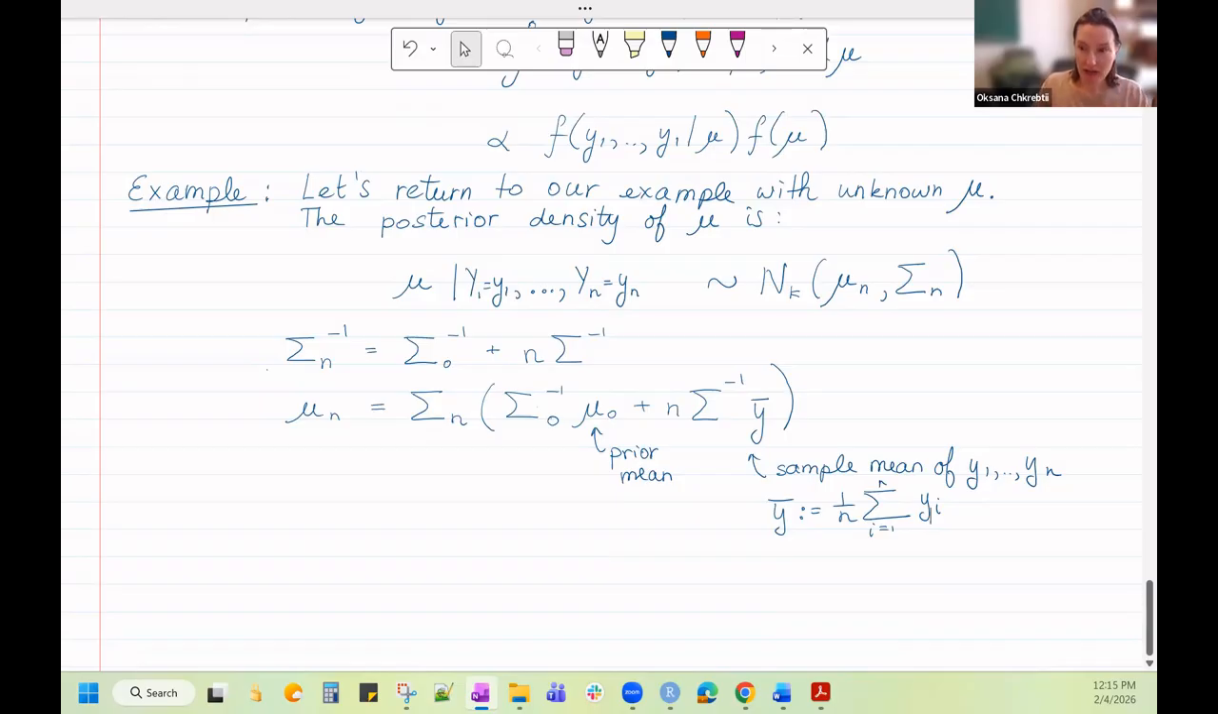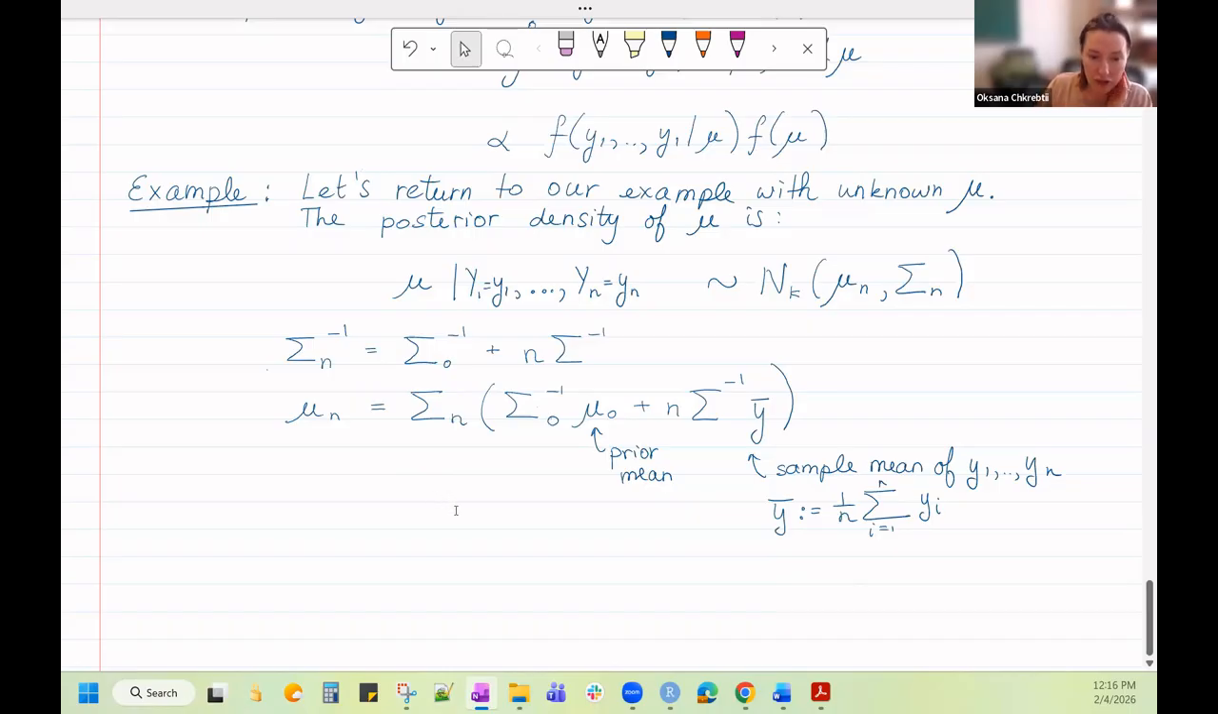Some notes that I'm just going to mention in words here. The strength of evidence is the first thing that we can get from this distribution. As the sample size increases, the posterior precision, that is the inverse of the posterior covariance matrix, is dominated by the data term. So this term right here. And in a small sample setting, the prior mean dominates this posterior mean.